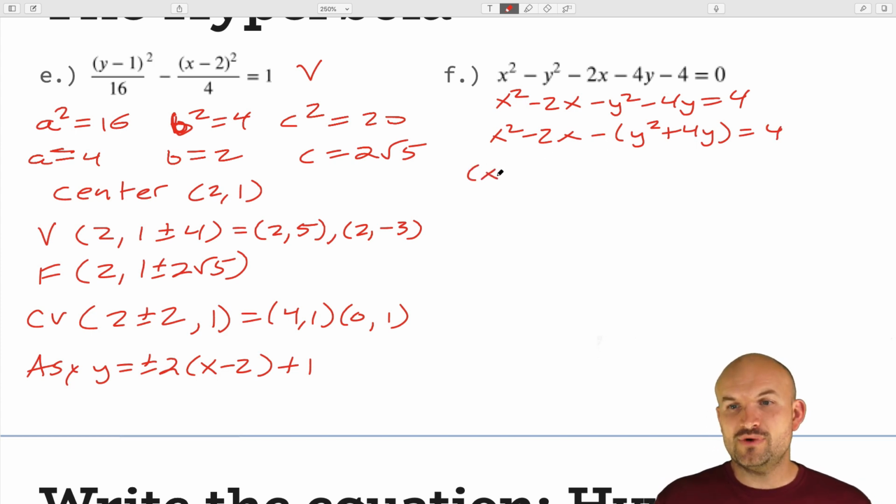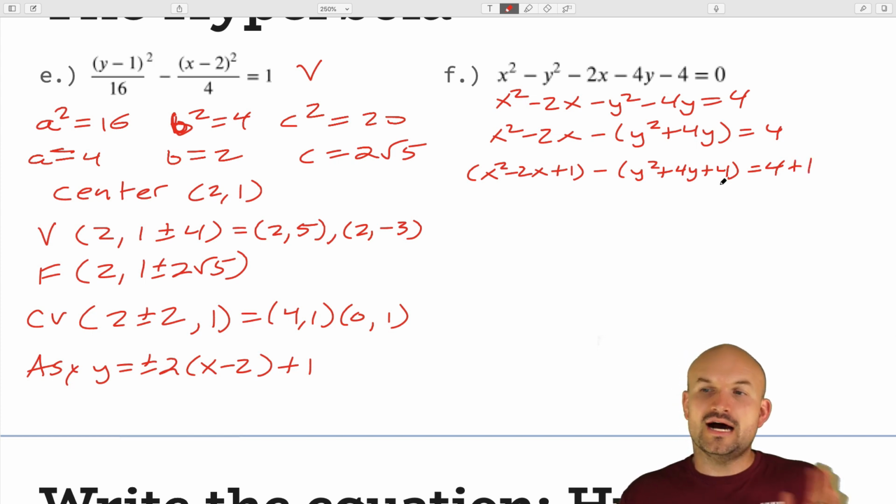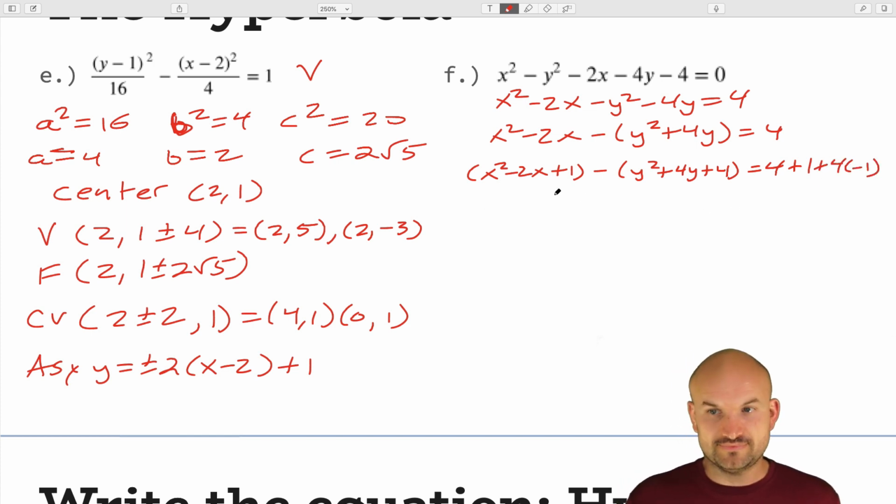Now I'm going to complete the square, so it'd be x squared minus 2x plus 1, and then minus a y squared plus 4y plus 4 equals 4. So again, on this left side, I added a 1, so I need to add a 1 over here. On the left side over here, I added a 4, but that 4 is being multiplied by a negative 1, right? So when I add a 4 over here, I also need to multiply that by a negative 1.